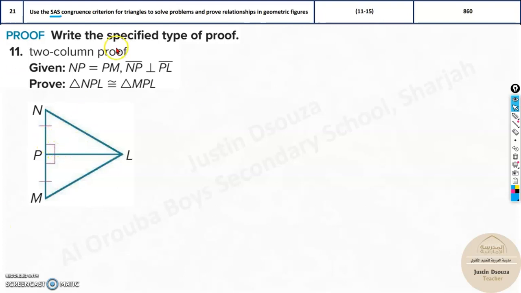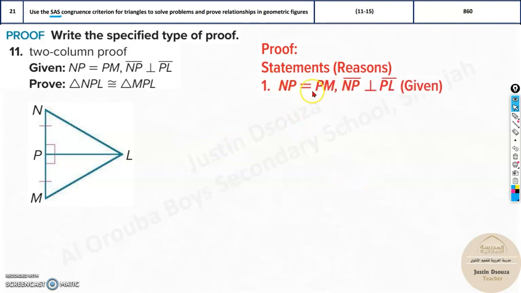Looking at this figure, I can easily tell that NP and PM are congruent. These two right angles are obviously congruent, and PL is congruent because of the reflexive property. But we need to write in the proper way. So first, let's write this statement. NP equals PM, and this is given, all of it is a given statement. PL and NP are perpendicular. That means these angles are 90 degrees.